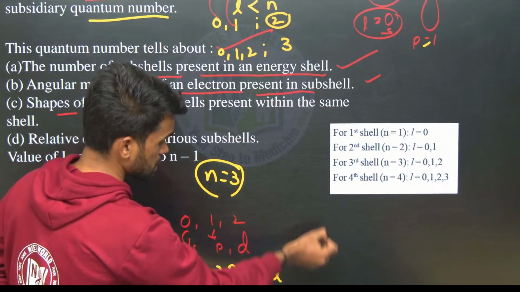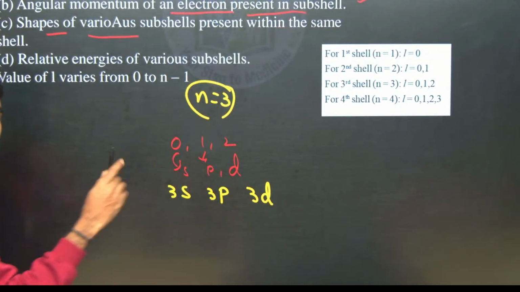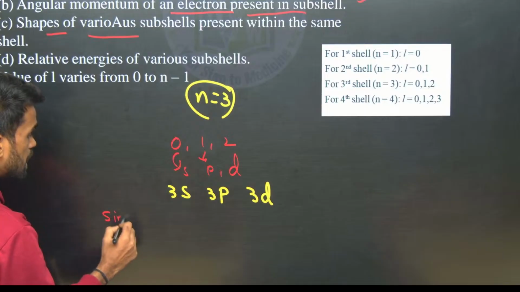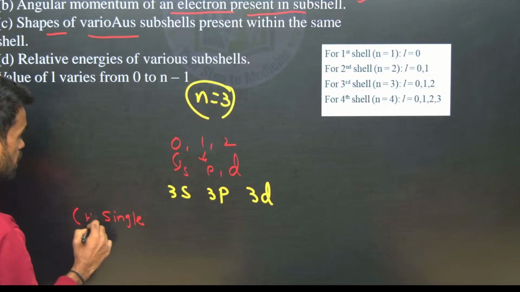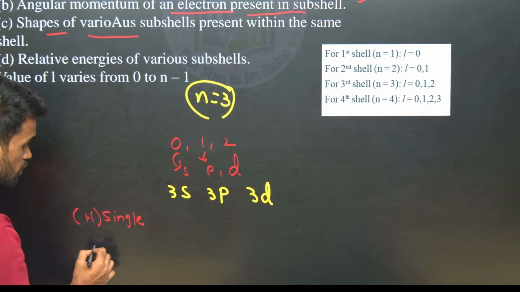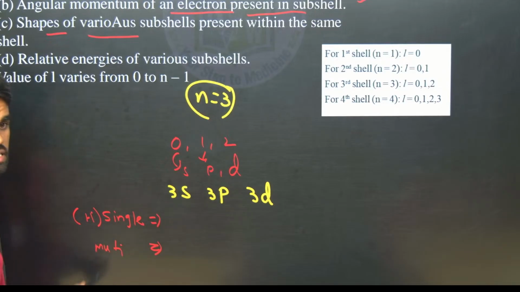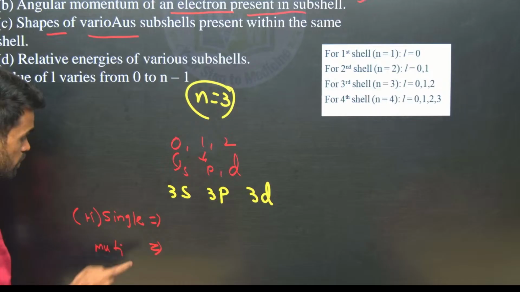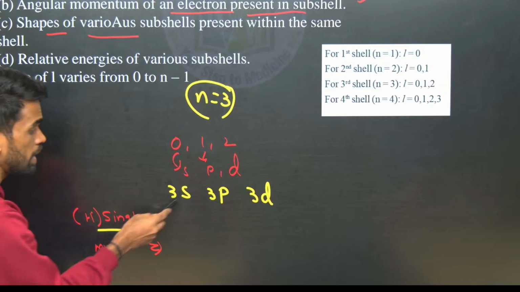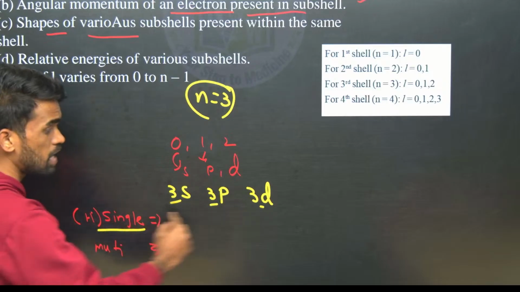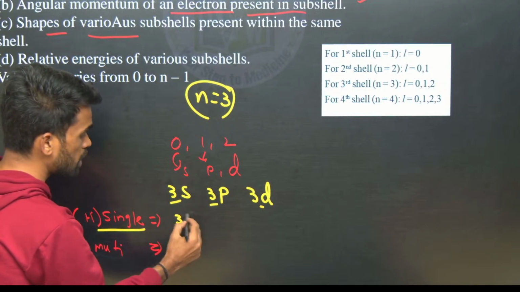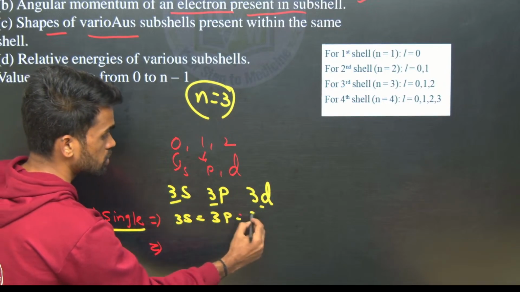Now they will ask about their energy order in the case of a single electron, or they will mention the hydrogen atom case, and in the case of multi-electron. So what is your order for their energies? In the single electron case, what do we need to consider? Only n values we should consider. All of them have the same n, so all of them have equal energies.